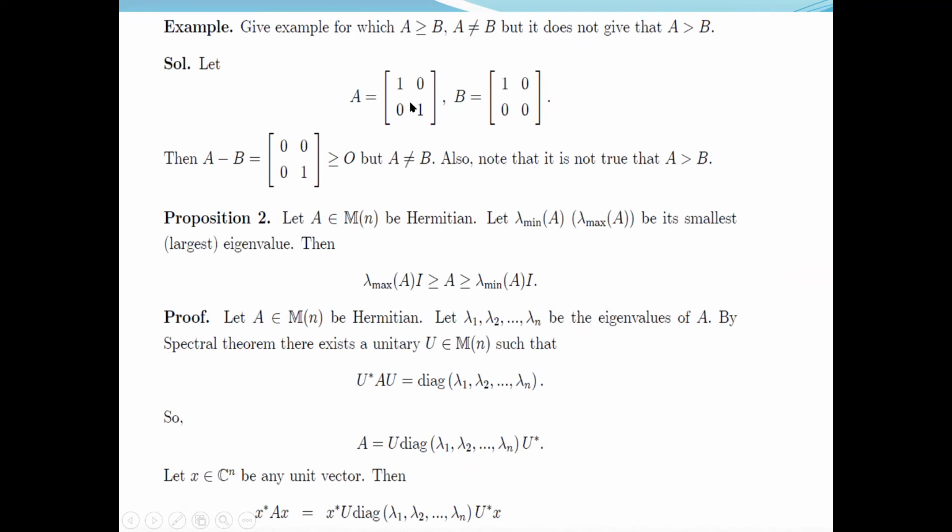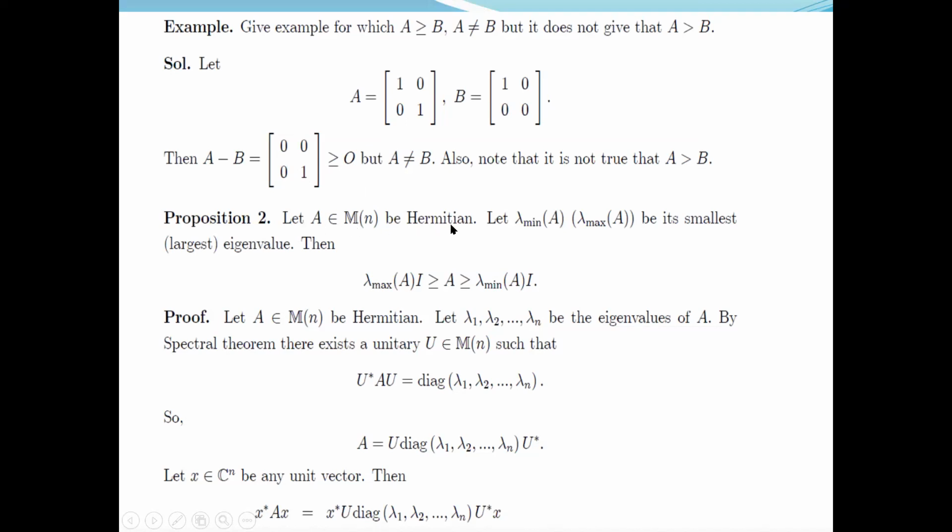Let A be this matrix, B this matrix. Then A minus B is [[0, 0], [0, 1]], and this is positive semi-definite. But clearly, A is not equal to B. Also, it is not true that A is strictly greater than B, because for A to be strictly greater than B, we need A minus B to be strictly greater than the 0 matrix. Clear this? Yes, sir.